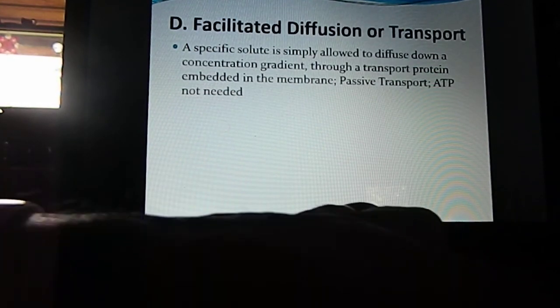All right, so that's chapter 5. We will use some of the terms that we learned in chapter 5 to go on to chapter 6 and 7, which are cellular respiration and photosynthesis.